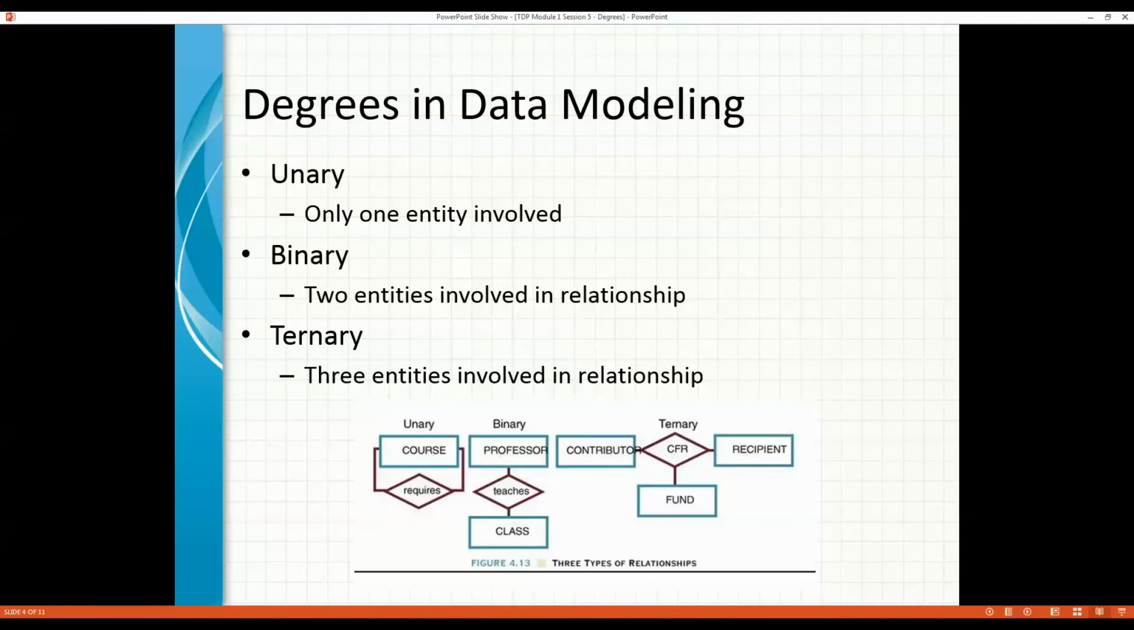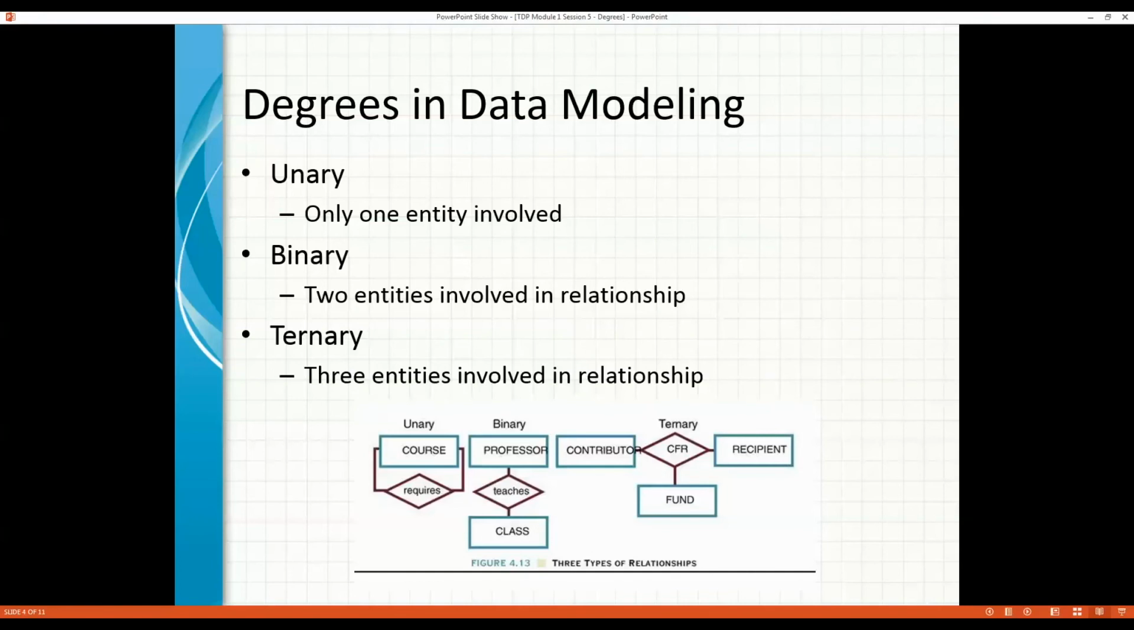Next, we have a ternary relationship, a ternary degree. We see a contributor, a recipient, and a fund. So we can see the contributor will have to give a fund to a recipient, and the recipient will receive a fund from a contributor. Now, these are 3 separate entities, all participating simultaneously in this relationship.